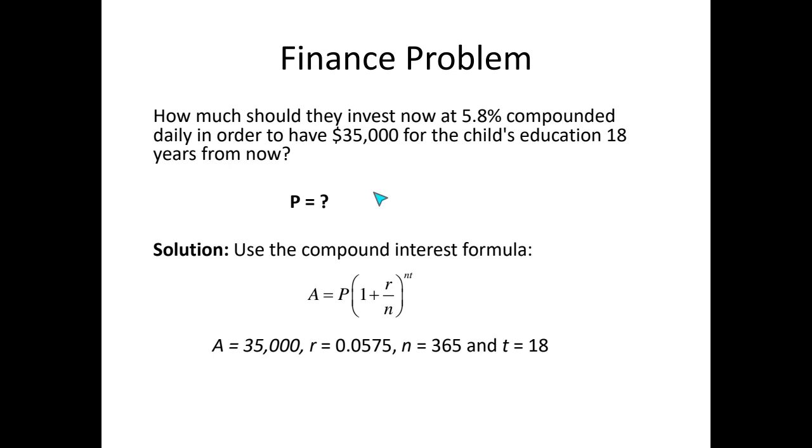Okay, so it says how much should we invest? So we don't know how much we're going to invest, so that's going to be your P, what we're trying to find. So that means that at the end of all this, you want to have $35,000. So A is 35,000. The interest rate is 5.8%. So this looks like what we did with the previous interest rate. And then n is 365, and then t is 18.